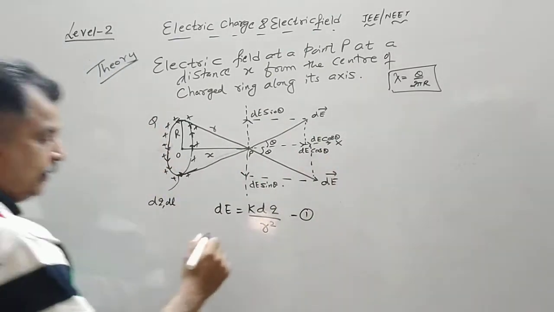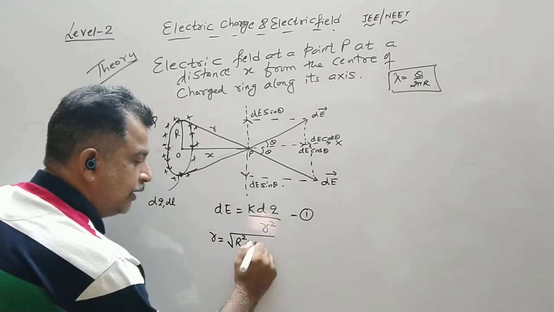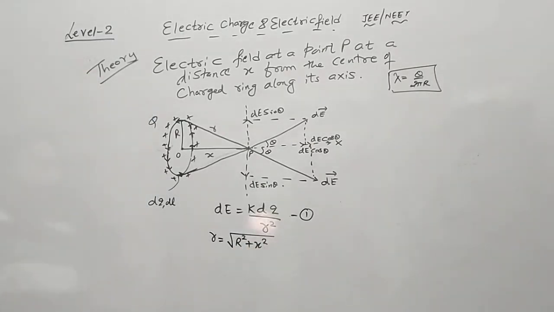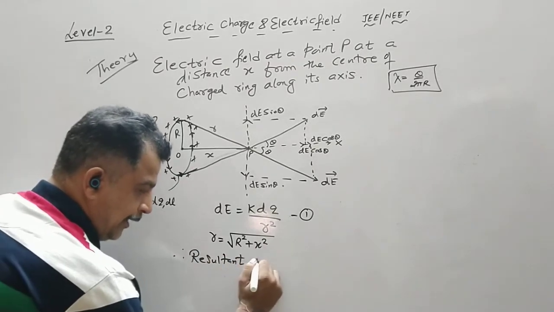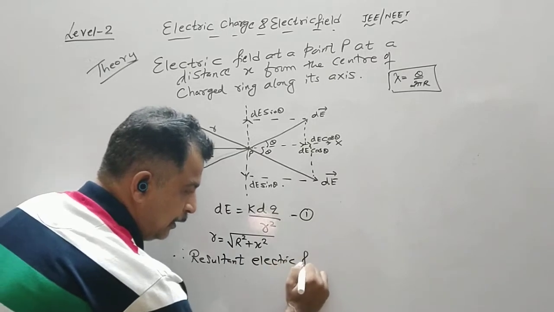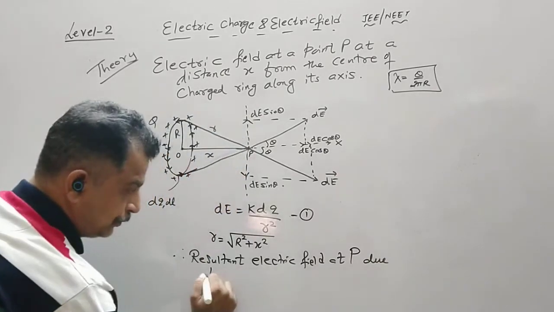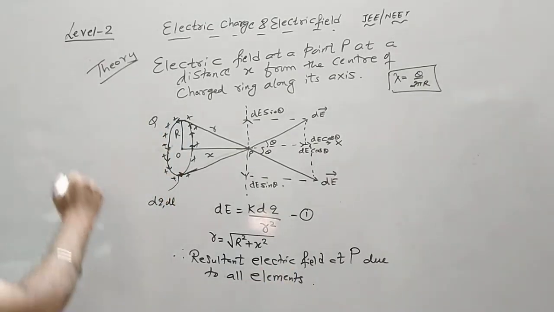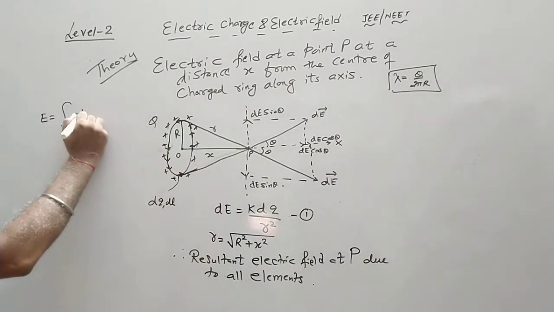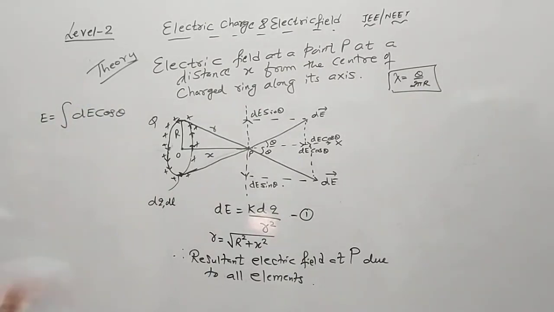Also from the figure, I can write R is equal to under root R square plus x square. That is Pythagoras theorem. Therefore, the resultant electric field at P due to all elements can be written as E is equal to integration dE cos theta. So all the electric field intensity is due to the cosine component. So we do the integration.